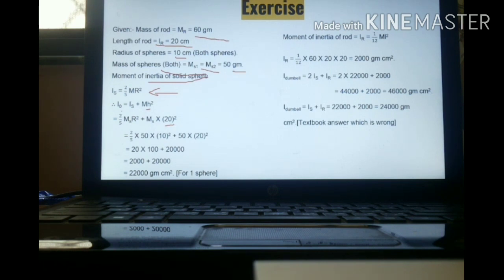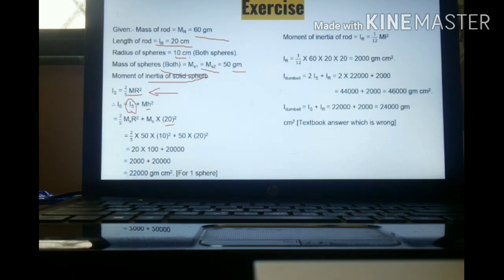Over here the theorem of parallel axis states I0 equals Is plus m x square. In place of Is we will be taking the moment of inertia of the sphere, where the formula is already there, that is 2/5 ms r square, plus again mass of the sphere only we will be considering, ms into h square, that is 20 square. So again 2/5 into 50 into radius square, means 10 square, plus 50 into 20 square. After solving all of this we will be getting 2000 plus 20,000. So ultimately our final answer will be 22,000.